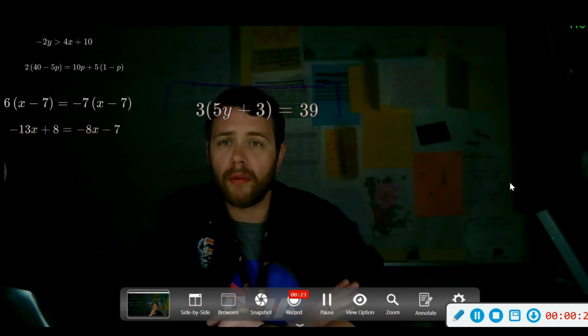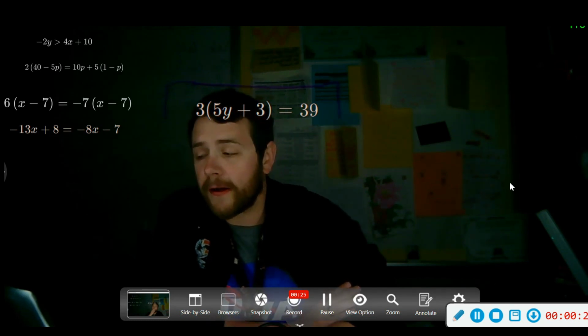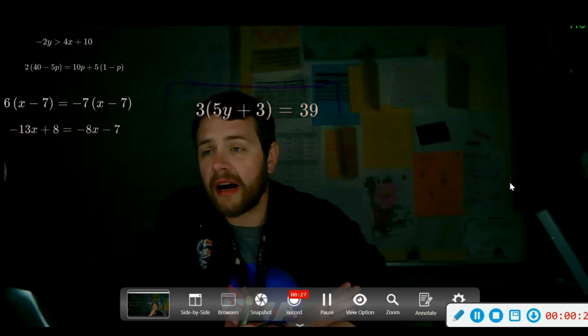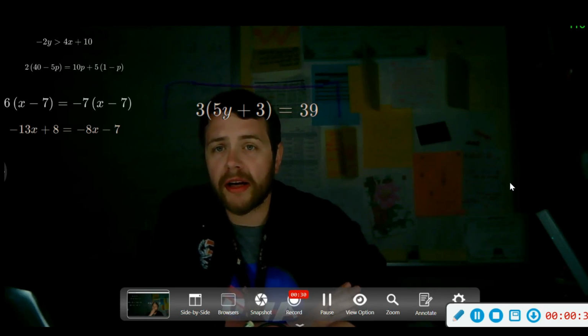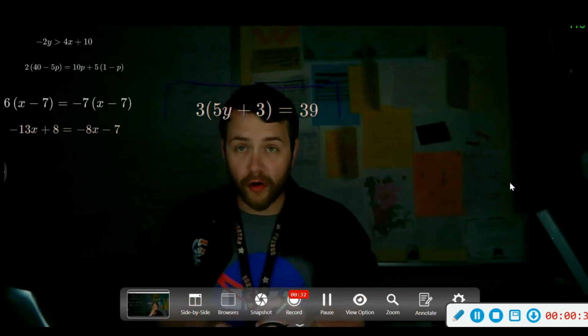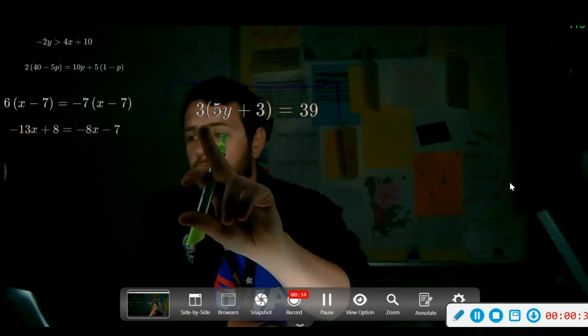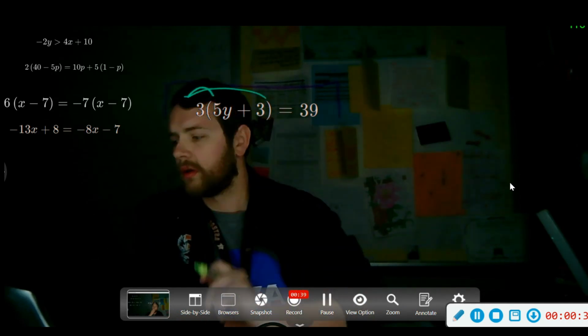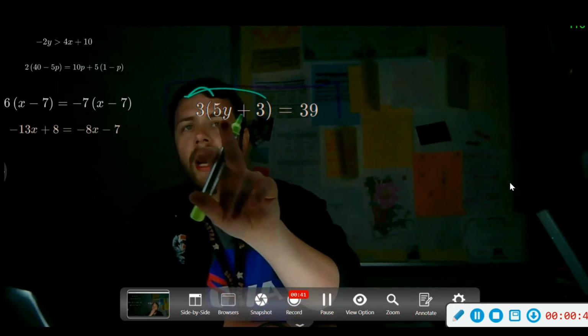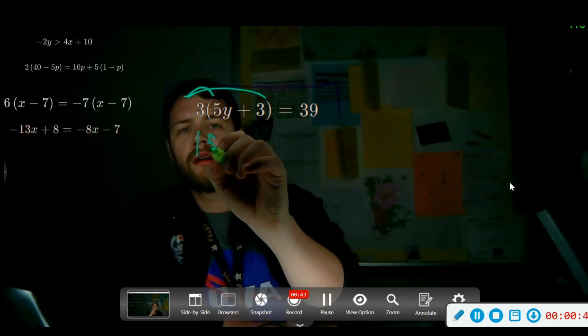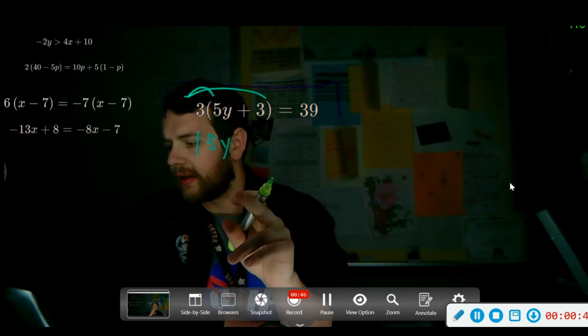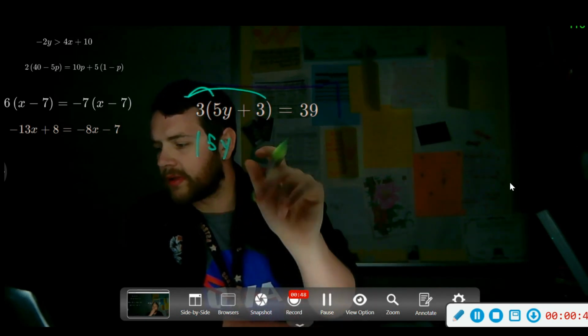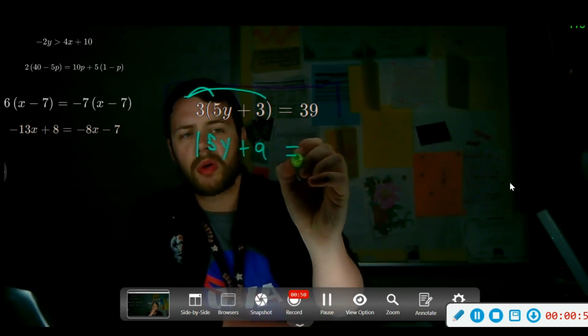We're going to start with this problem that you see here, which is 3 parentheses 5y plus 3 equals 39, and we're going to be solving for the y variable. The first thing we're going to do is get rid of these parentheses, so we are going to distribute. 3 times 5y is 15y, and then 3 times 3 is 9, so plus 9 equals 39.